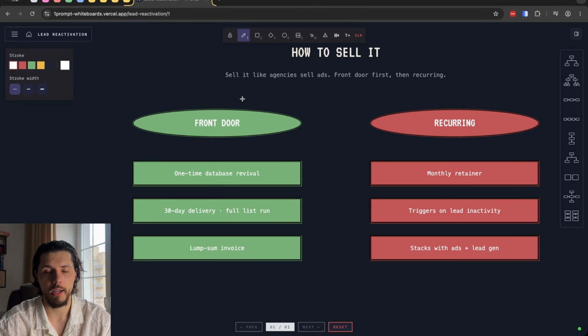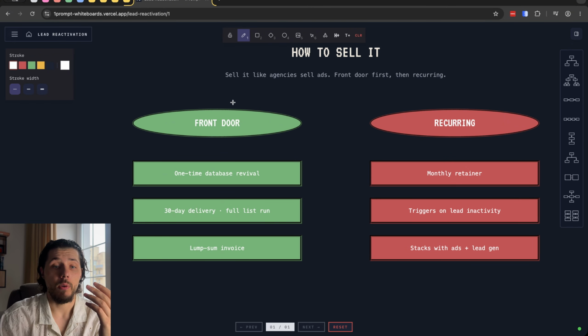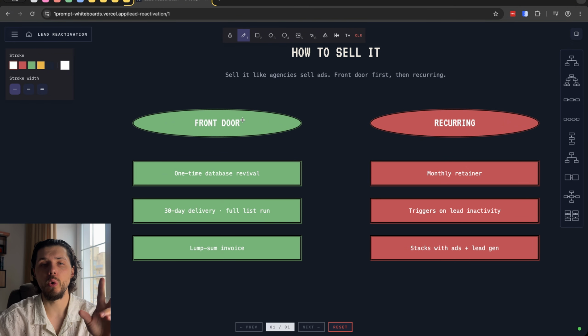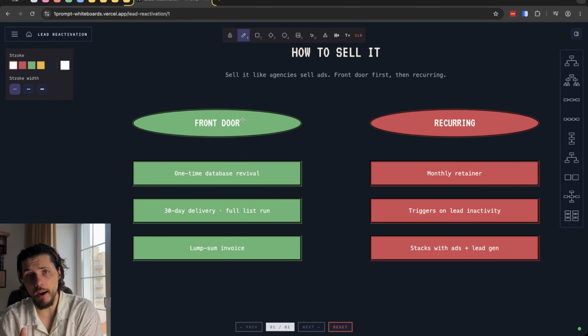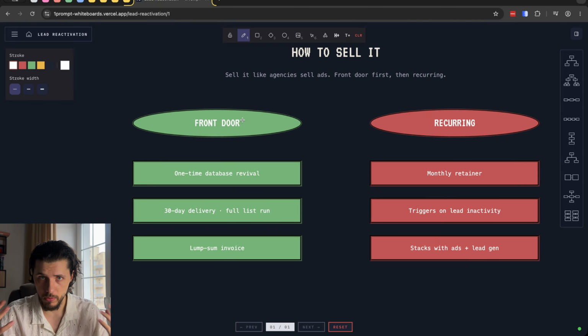Now, how to sell it? There are 2 ways for you to go about it. Either build a recurring offer around this solution, or have it as a front door.